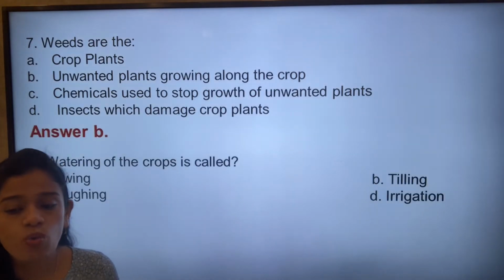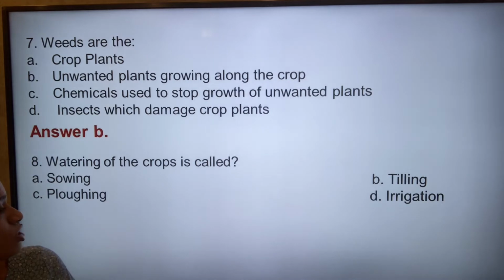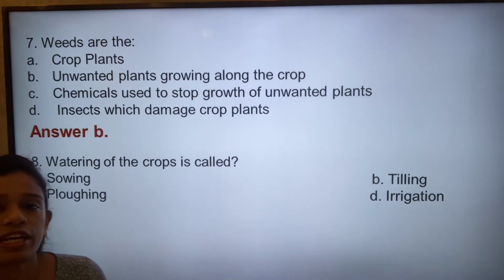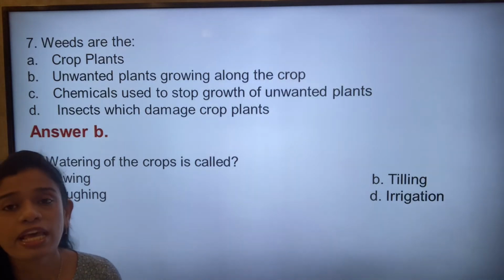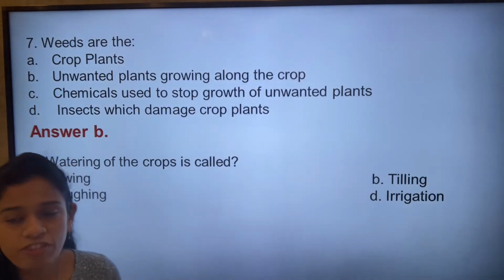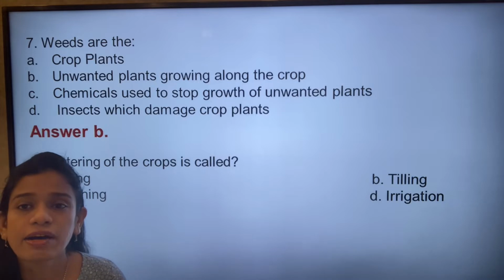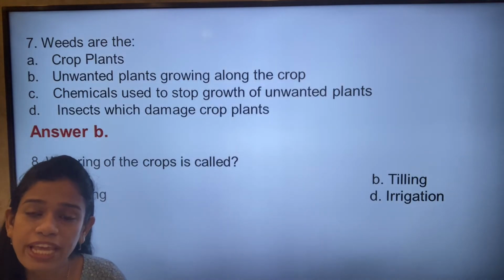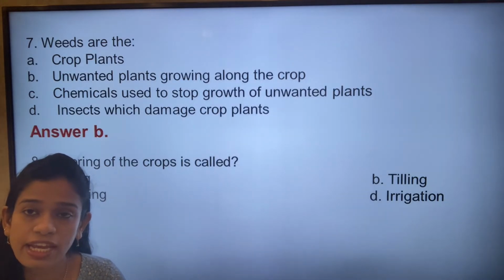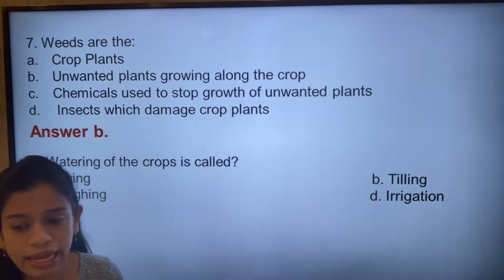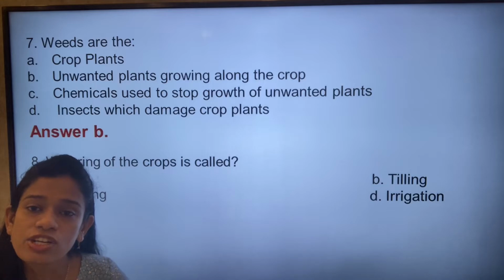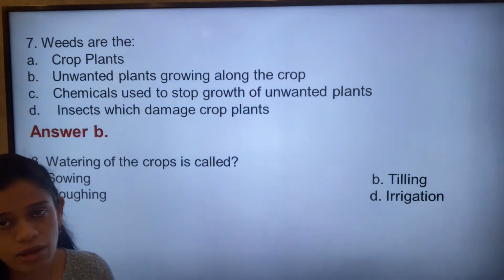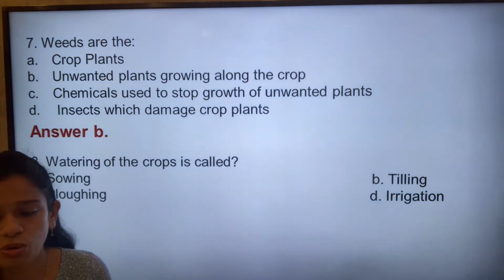Next question, watering of the crops is known as sowing, tilling, plowing or irrigation. Watering of the crops is known as irrigation. Sowing is the putting of the seeds into the field. Tilling means making the soil fertile by bringing the inner soil outside and putting the topsoil inside, and plowing is the way of changing or reversing the soil. So correct option is option D.